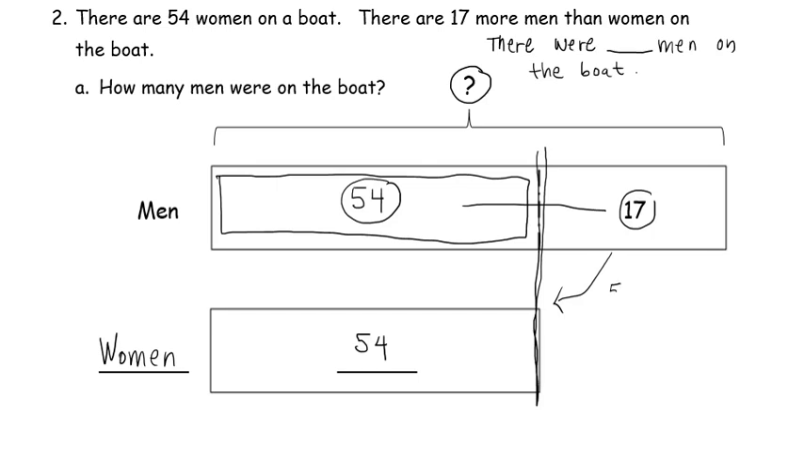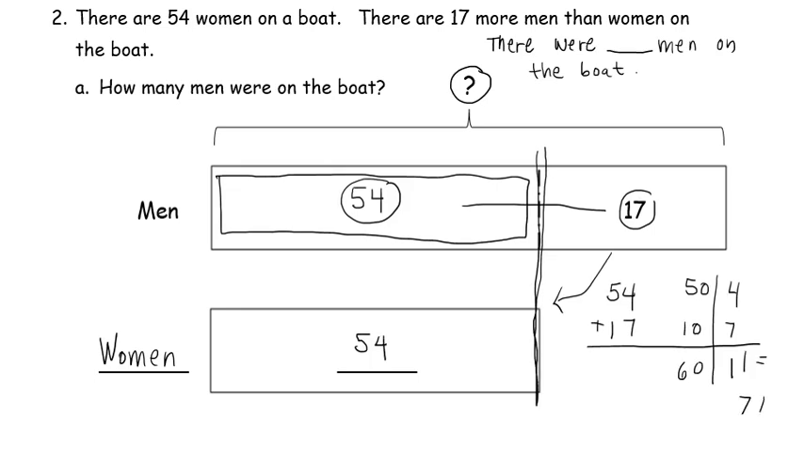Let's see, I'm going to do expanded form on this one as well. So 54 plus 17, well 54 is 50 plus 4, 17 is 10 and 7. 4 plus 7 is 11, 50 plus 10 is 60. I combine both of those, 60 plus 11, and I get 71. That tells me that there were 71 men on the boat.